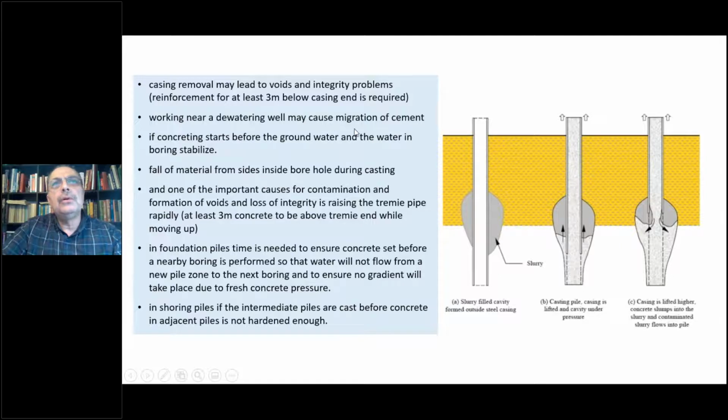Working near a dewatering well may cause migration of cement. We will see that in a while. If you have a dewatering well and you are installing a pile nearby, you will wash out the cement from that pile, if concreting starts before the groundwater and the water in the boring stabilize. So if you don't have slurry and you are concreting underwater, you need to wait until the water in the drilled hole stabilizes. Because if it's not stable, the concreting will not be adequate, and fines may be washed out, like cement or sand. Fall of material from sides of the hole inside the borehole during casting.